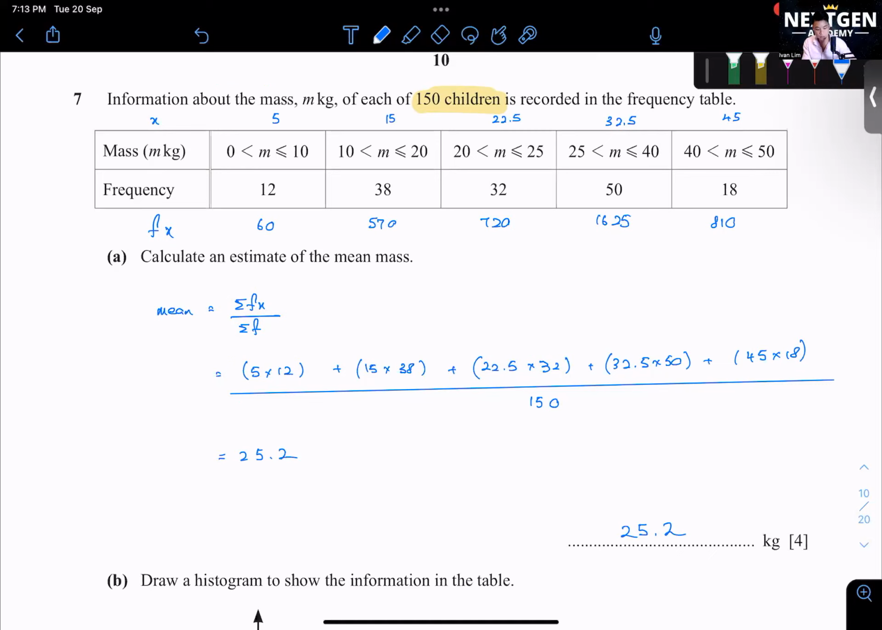Any question on statistics? This is chapter 9, statistics. We spent quite a bit of time here during our revision that time. All the formulas. All these are fixed formulas already.